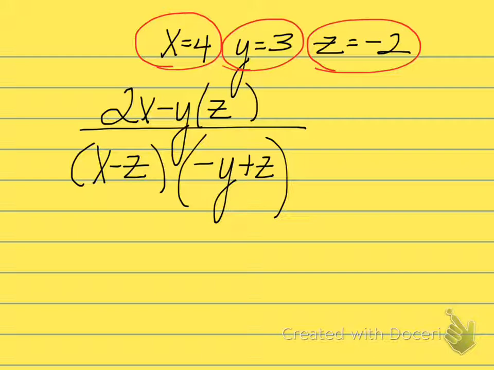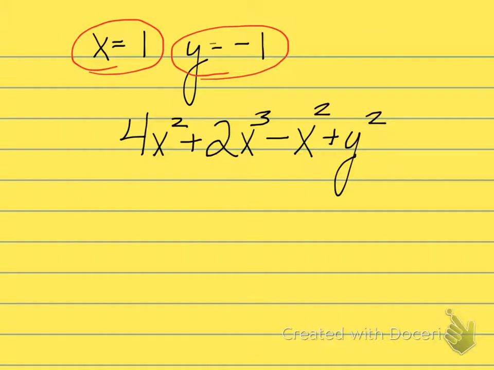The next one, x is equal to 4, y is equal to 3, and z is equal to negative 2. You have a fraction here. In the numerator you have 2x minus y times z, basically, right? No quantity there, but times z. And that is over the quantity of x minus z times y times negative y plus c, excuse me. These are like tongue twisters, even though they don't rhyme.